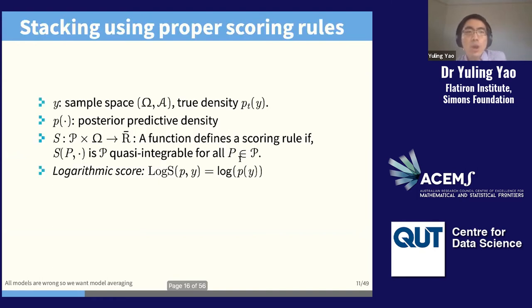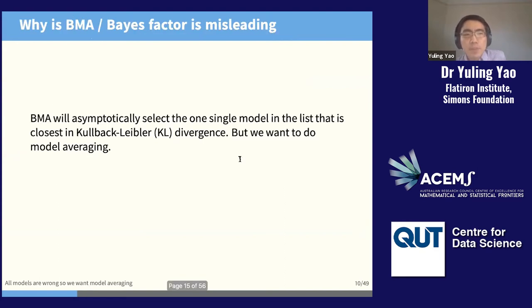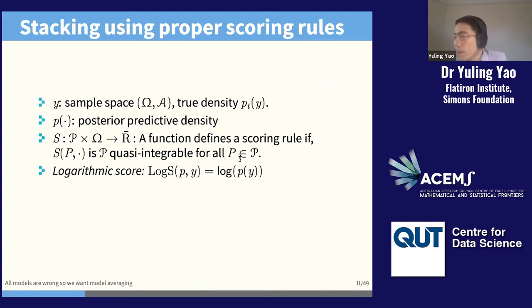To address these issues, we had a paper on using stacking to average Bayesian predictive distributions. The idea is that the marginal likelihood is not a good predictive quantity. We would rather look at a better predictive quantity such as the scoring rule, and in most practice we just use the logarithm score. If you have a prediction parameterized by a density p, then we can judge how good this prediction is by looking at the log score, log p(y).